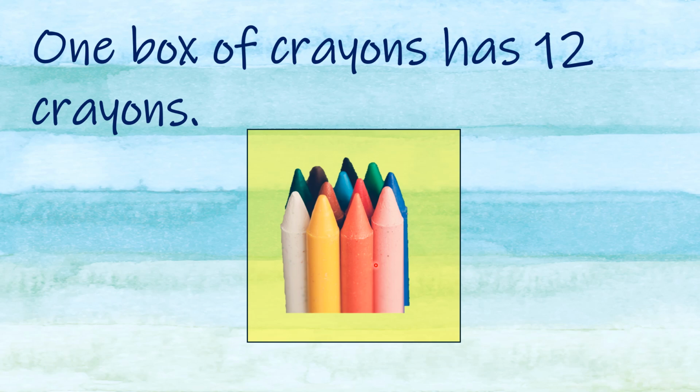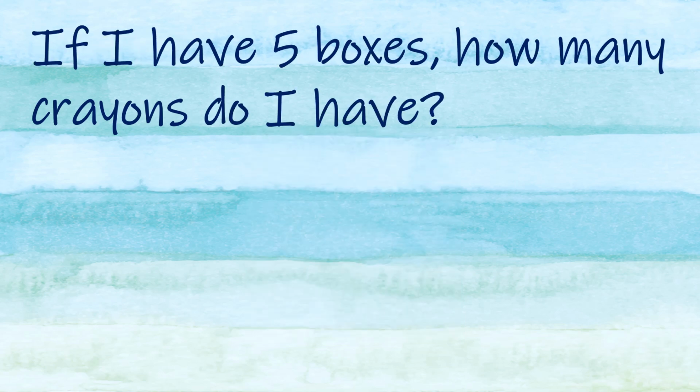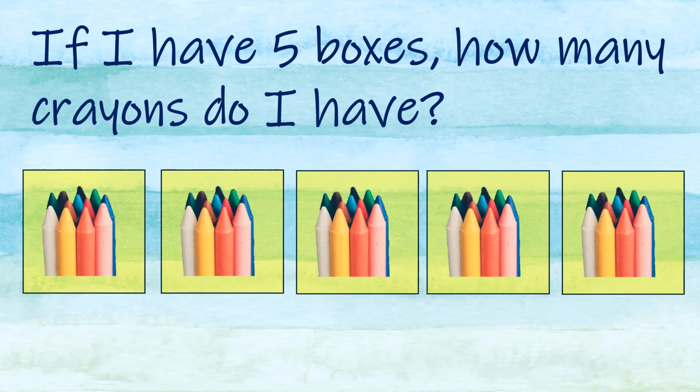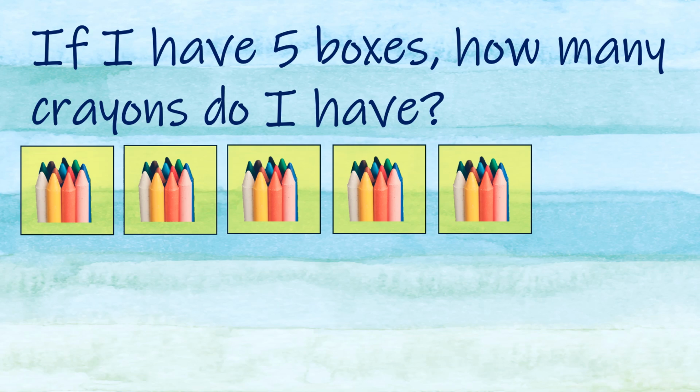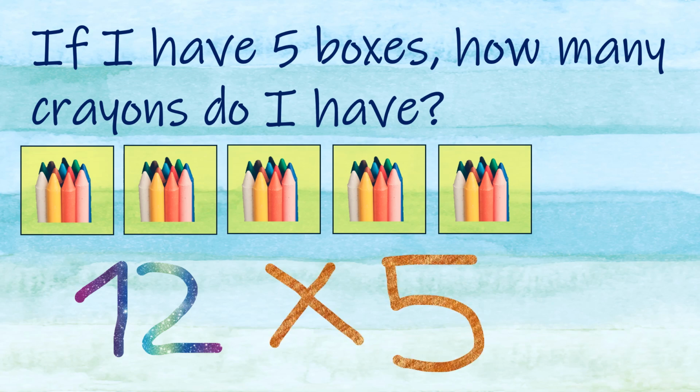1 box, 12 crayons. So the next thing they say is, if I have 5 boxes, how many crayons do I have? Let's see the drawing for that. We have 5 boxes, 1, 2, 3, 4, 5 boxes, and each box has 12 crayons. So what's the equation? We have the drawing like before with the 5 boxes and 12 crayons in each box. So the equation is going to be 12 crayons. How many times? We have 5 boxes, so we have 12 crayons 5 times. So the equation is 12 times 5.